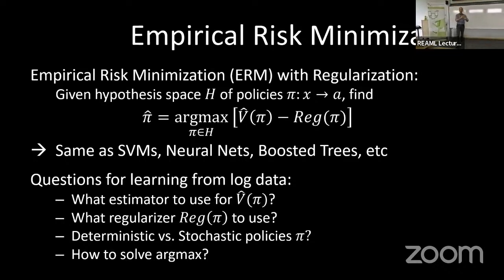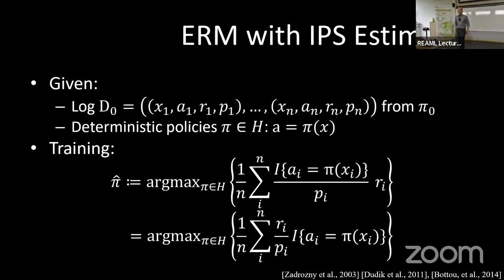What regularizer to use? Do we use stochastic or deterministic policies? That has a big influence on how easy it is to solve this argmax problem and our ability to use things like stochastic gradient. And once we make these choices, we basically have a learning method. So one clever reduction that you can do is reduce this to weighted multi-class classification.